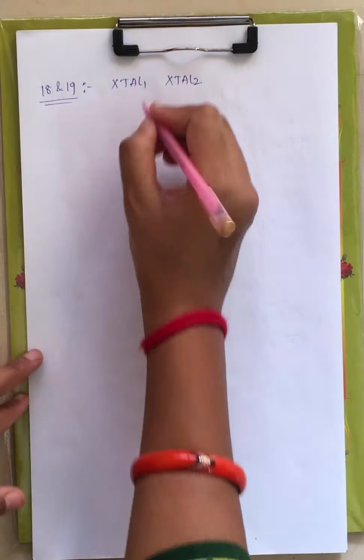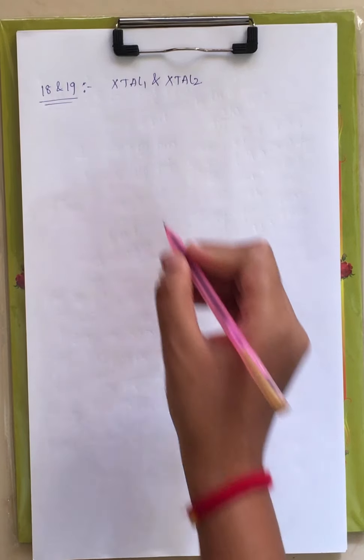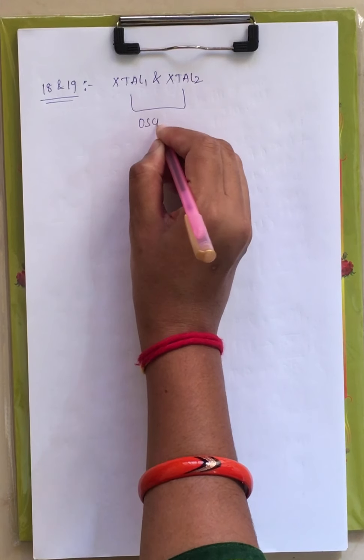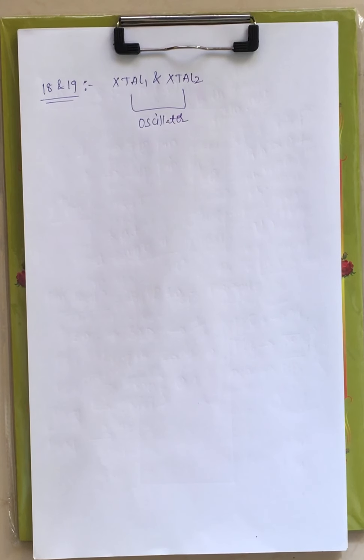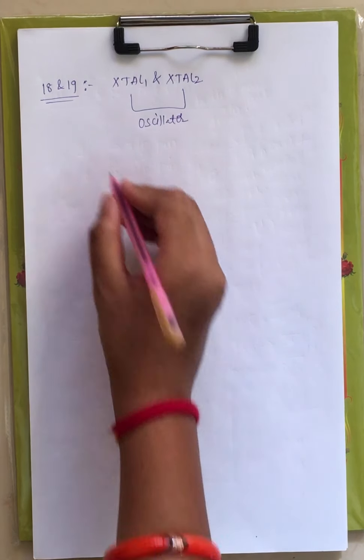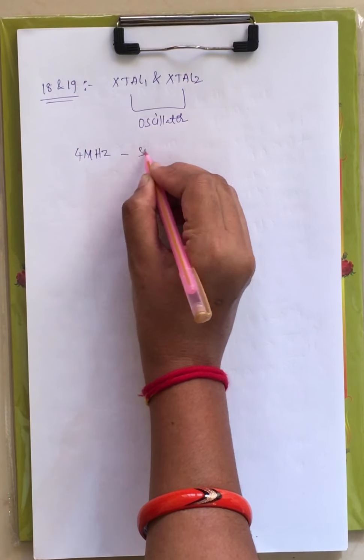Through these pins we will connect an external crystal oscillator, right? The 18th and 19th pins are connected to an external crystal oscillator in order to generate the system clock. In order to generate the system clock, we are connecting the oscillator through XTAL1 and XTAL2, right? These pins are used for interfacing an external oscillator to get the system clock, and that system clock is of frequency 4 megahertz to 30 megahertz, right?